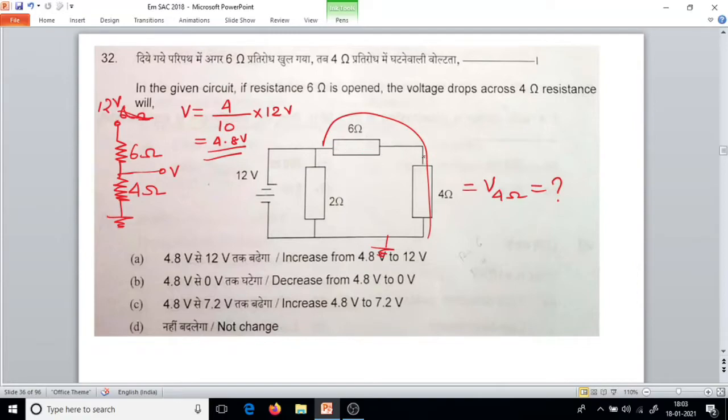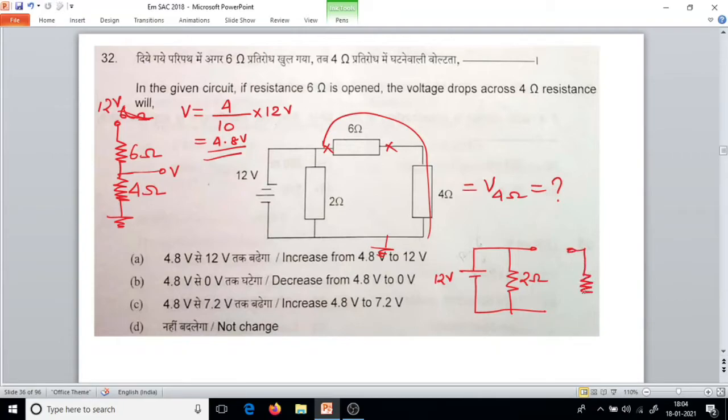What happens if the 6 ohm resistor is opened? Now the 6 ohm resistor is opened, there is no current to this 4 ohm resistor, so the value will be 0. How can we draw it? Once the 6 ohm resistor is open, the circuit will be like this. We have a 2 ohm resistor here, this is a 12 volt, then this is an open end.